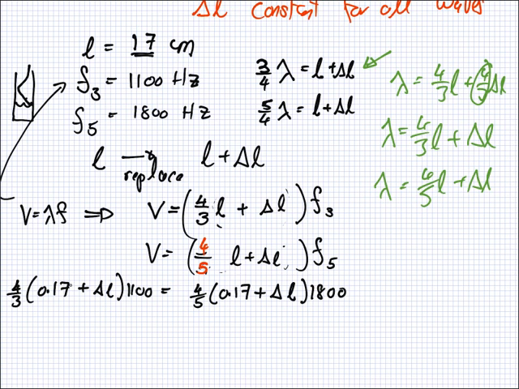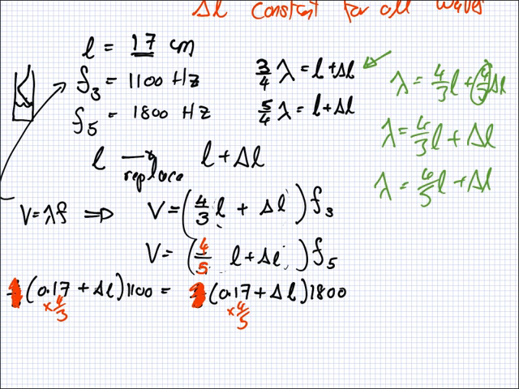So that should be now just this number multiplied by 4 over 3, and then just this one multiplied by 4 over 5. That gives me a false answer. So let me see if you calculate, it doesn't work, because it would be 4/3 times 0.17 times 1100, plus 1100 delta L, plus 1100x.